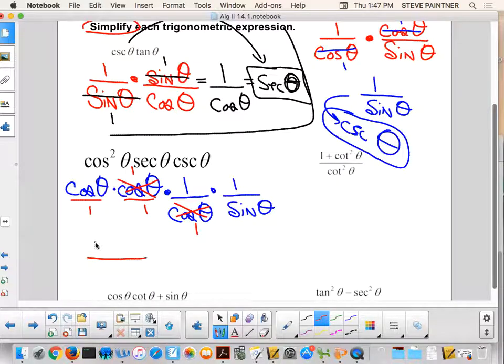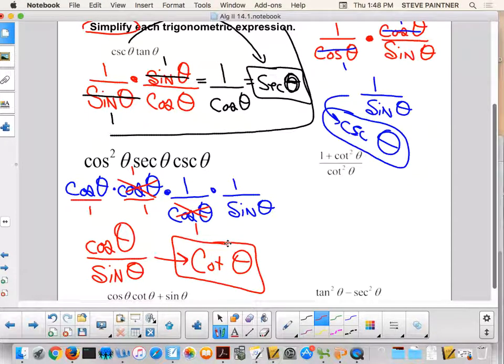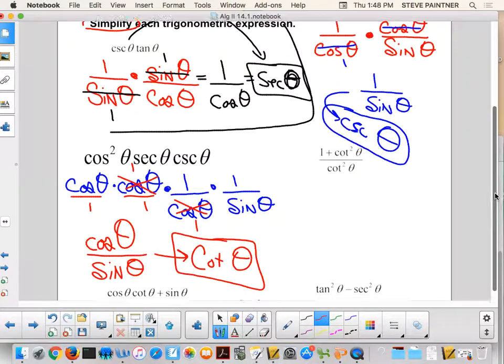Cosine. On the bottom, what do you get? Sine. So your answer becomes cosine of theta over sine of theta, but otherwise known as cotangent. That's cotangent, guys. This times this times this is just cotangent. Did it. All done. Okay, next.